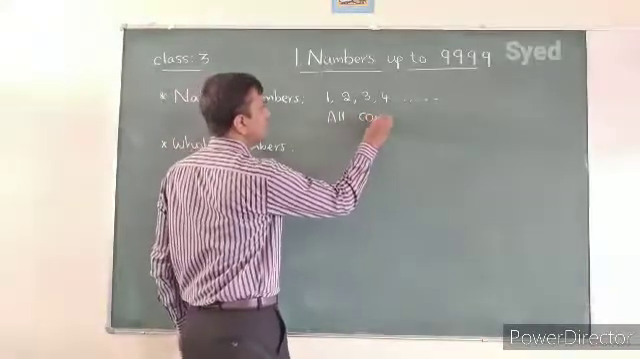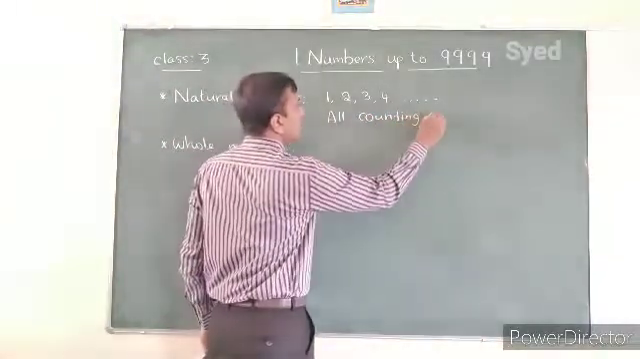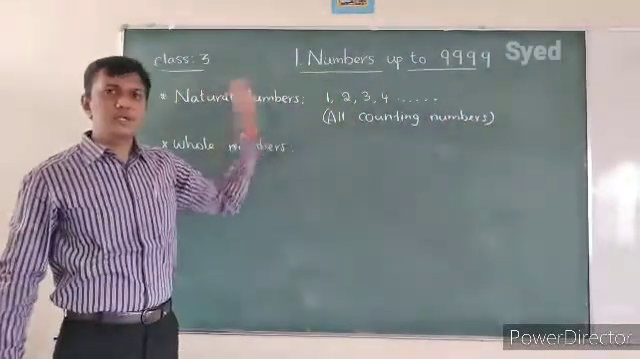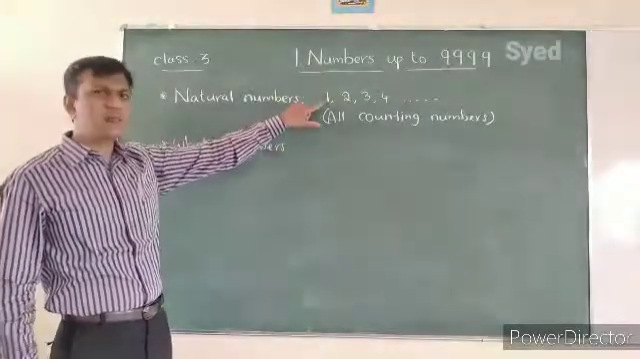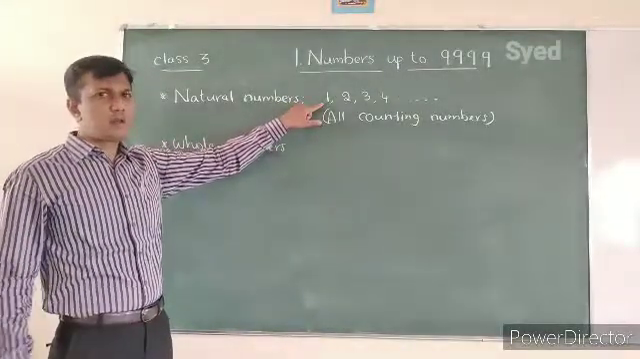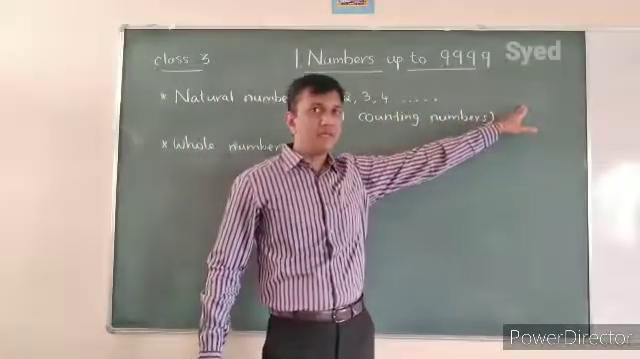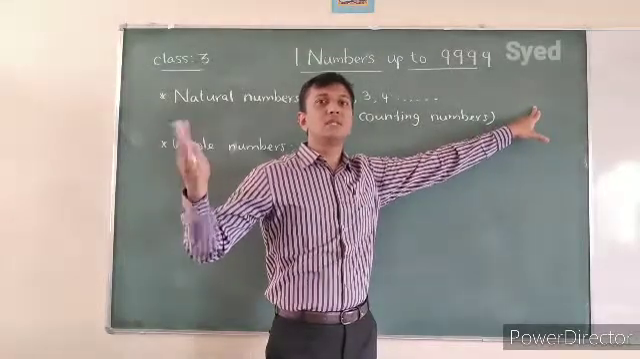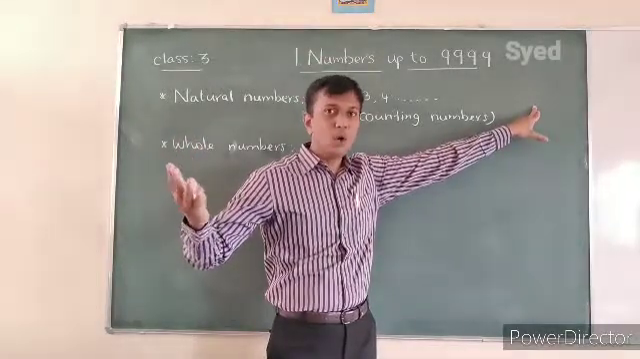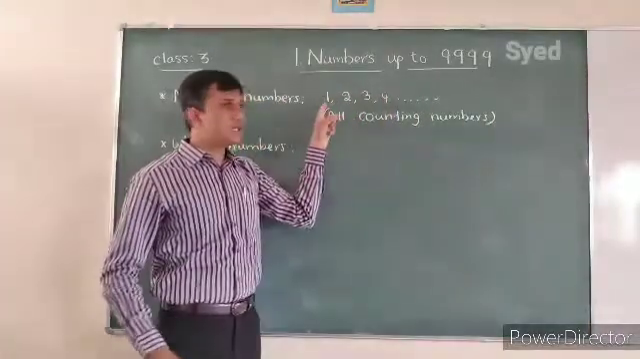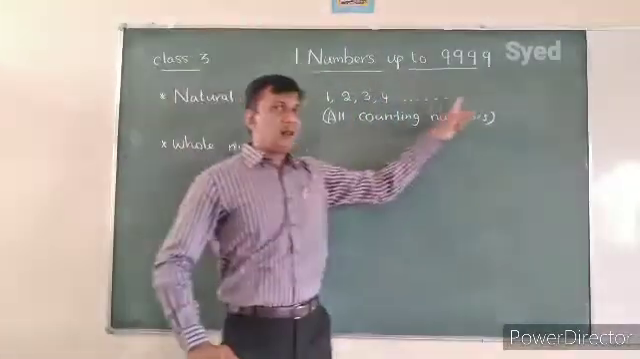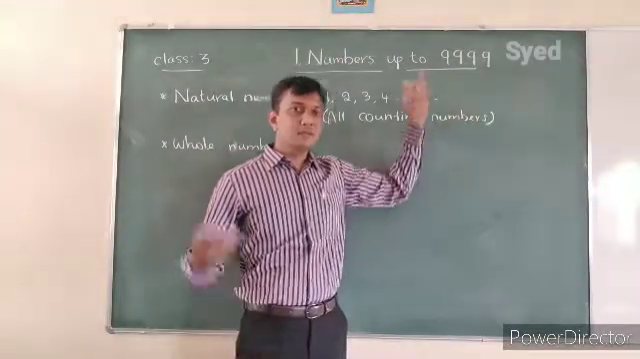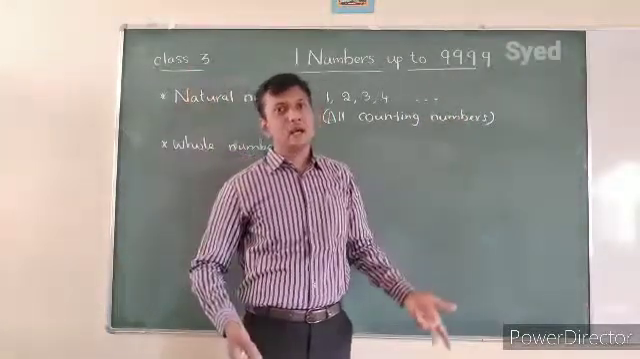All counting numbers are called natural numbers. What is the starting smallest natural number? 1. What is the largest natural number? Can we see? No, because it is countless. There is no end to the natural numbers. Smallest natural number is 1. Largest natural number is, we cannot say, because there is no exact end to the counting.